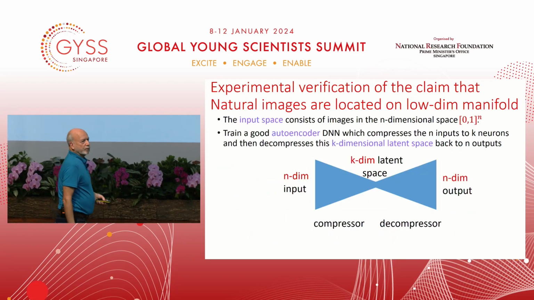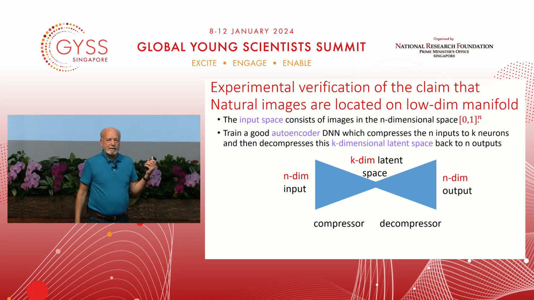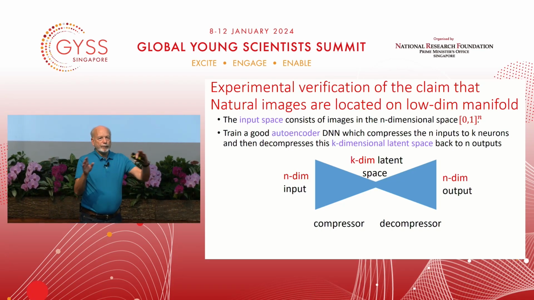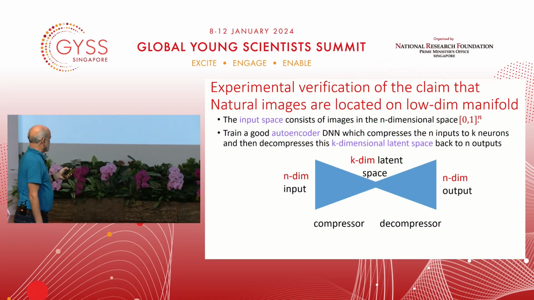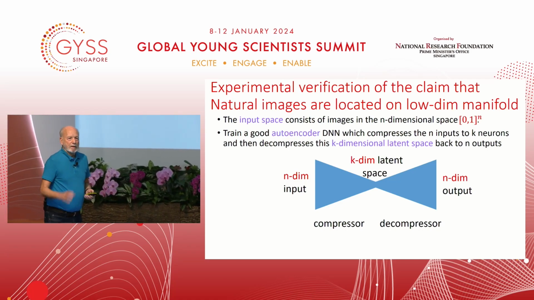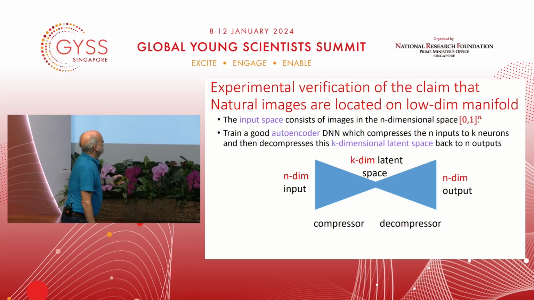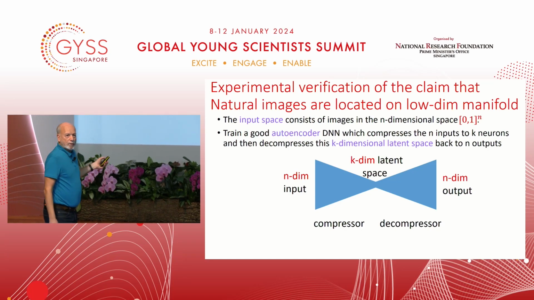Okay, so first of all, in order to run the experiments I'm going to describe to you, we have to understand how we actually construct and experiment on the manifold of natural images. The easiest way to do it is to compress images into a much smaller number of parameters. This is called an autoencoder.